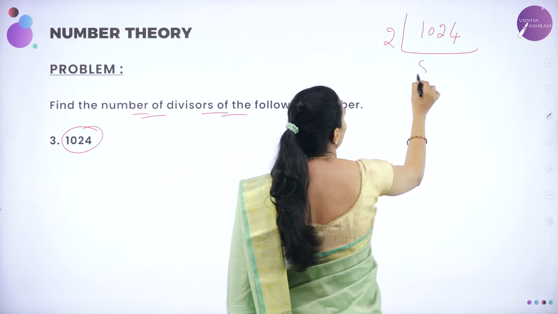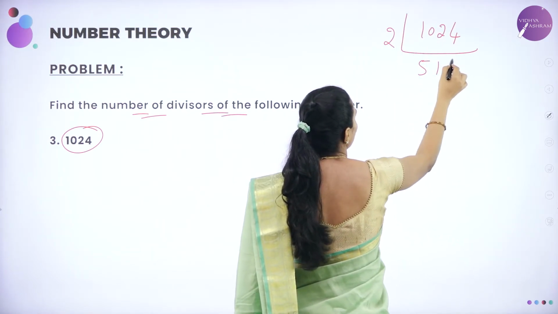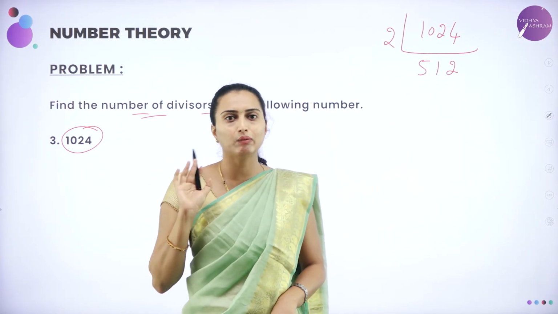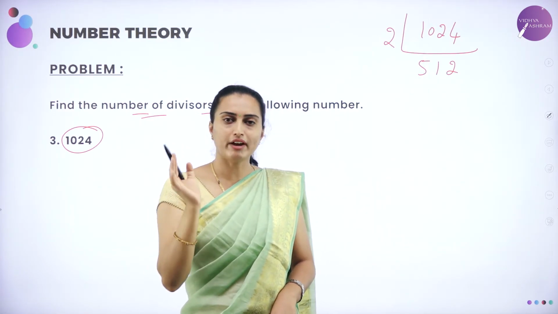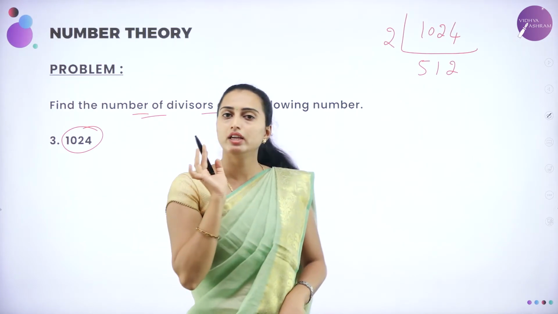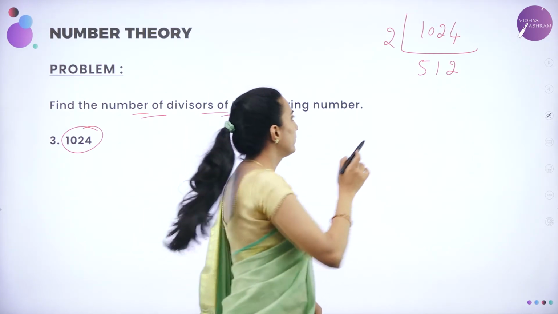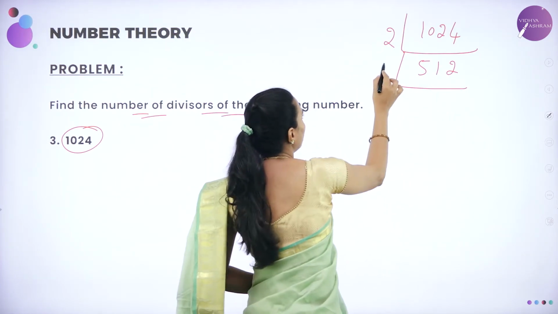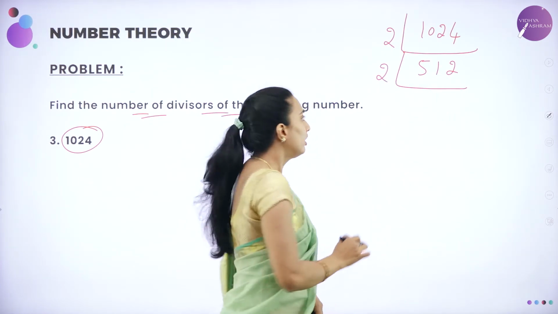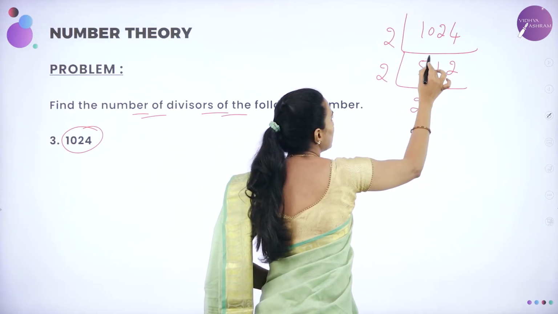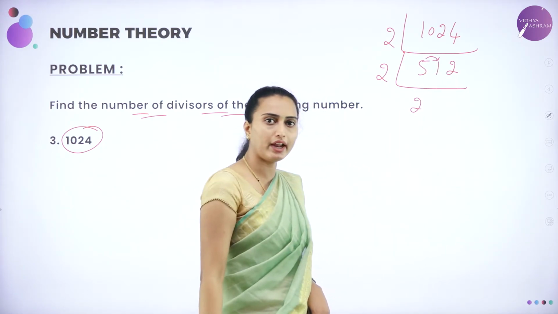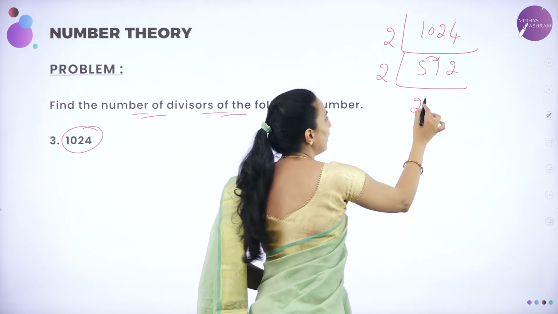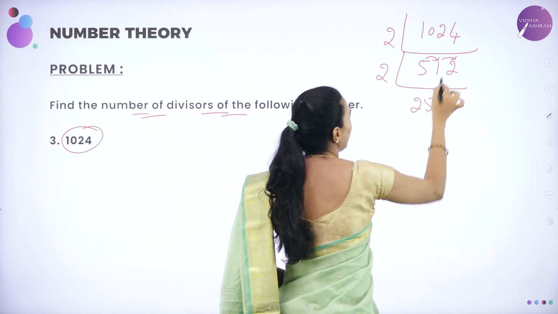2 5s are 10. 2 1s are 2, 2 2s are 4. 512 plus 512, obviously 1024 only. Or 512 into 2 is 1024 only. So again, ending with 2, which is an even number, again it can be divisible by 2 only. Now 2 2s are 4, 1 is getting carried over. Right, so 1 will become 11 now. So 2 5s are 10. Again 1 is getting carried over.